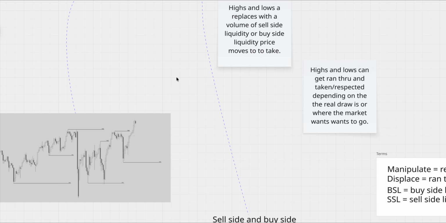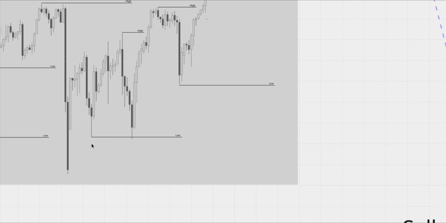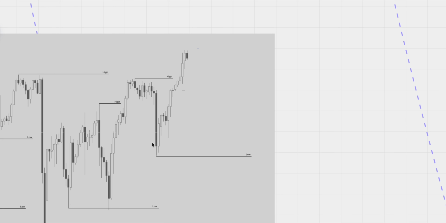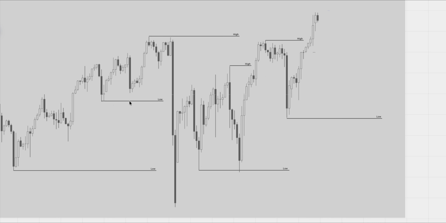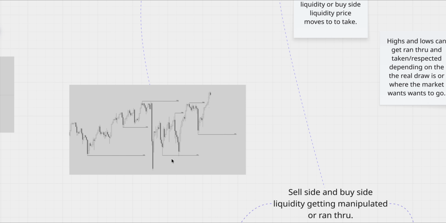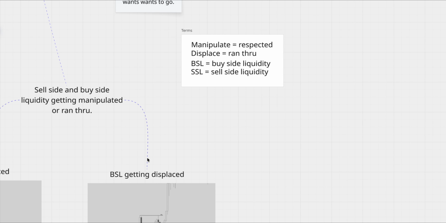They can get taken, which means we go take this, so we went lower than this low, so we took it, and we go higher, and we don't displace through it. Right here, you can see we didn't take this high, and we displaced through it. And you can see we didn't take this low, we displaced through it. And it's vice versa for highs and lows.